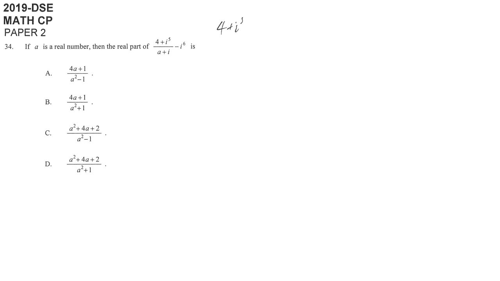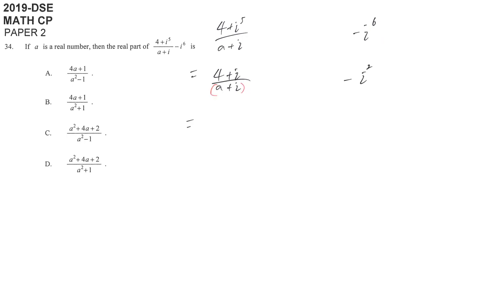4 plus i to the power of 5 over a plus i, and then minus i to the power of 6. Just simply change it. So this is minus plus i just now, and then this is i squared, downgraded by multiples of 4. And then this is very typical.